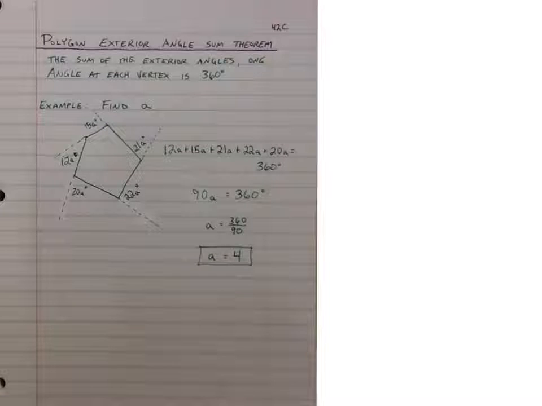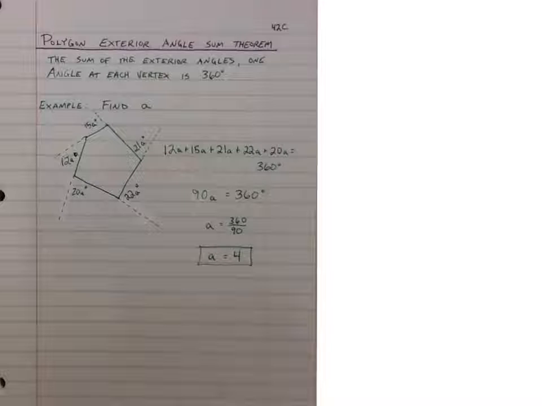The second theorem in the section we will put down on page 42C. That's Polygon exterior angle sum theorem. And this one's even easier than the last one. It just states that the sum of the exterior angles, one angle at each vertex, is 360 degrees. So it doesn't matter what type of polygon we have, the sum will always be 360 degrees.